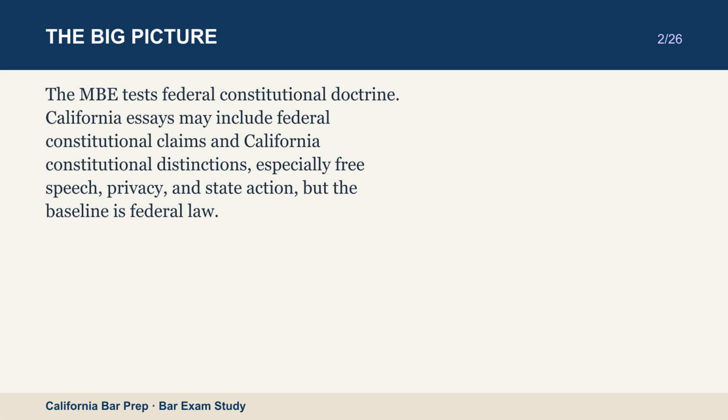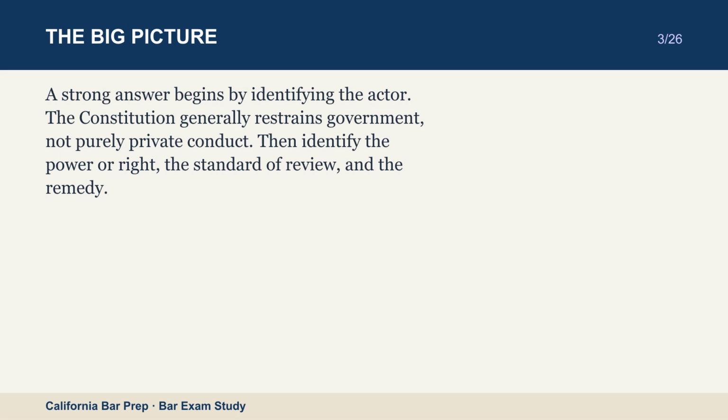California essays may include federal constitutional claims and California constitutional distinctions, especially free speech, privacy, and state action, but the baseline is federal law. A strong answer begins by identifying the actor. The Constitution generally restrains government, not purely private conduct. Then identify the power or right, the standard of review, and the remedy.